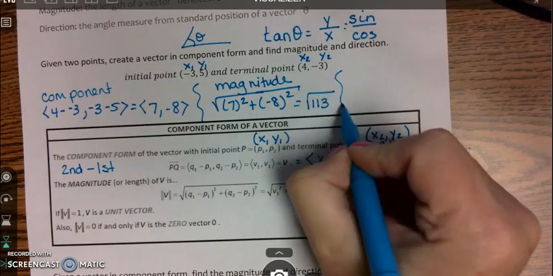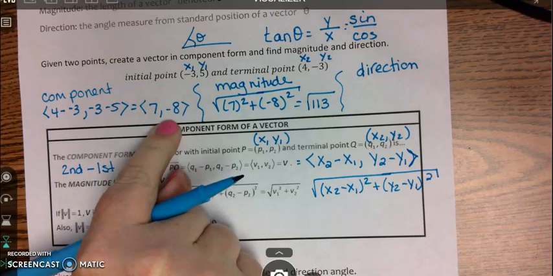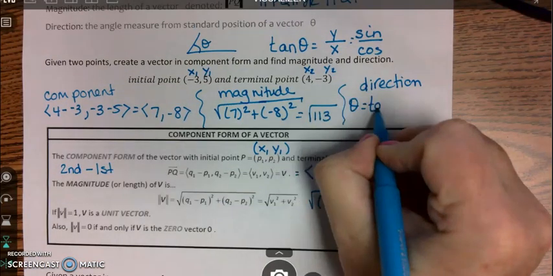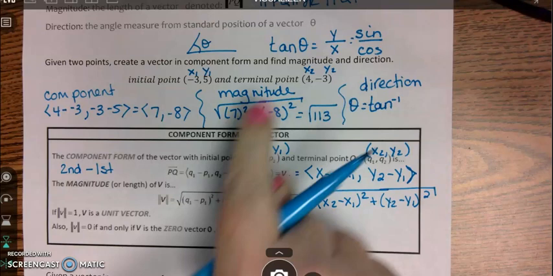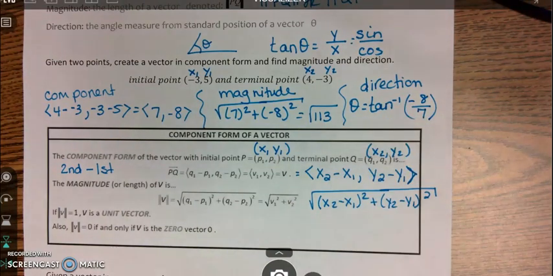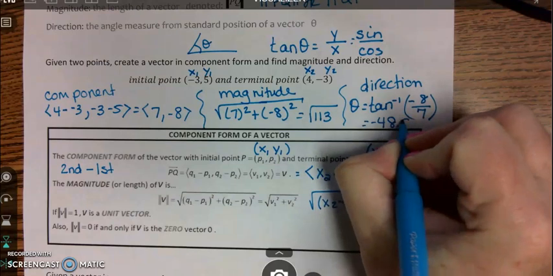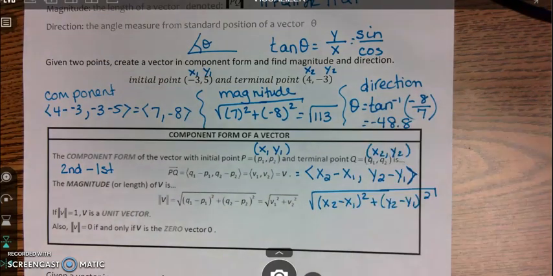Now direction. We already have our x and y values, so it's just going to be inverse tangent, because we're finding theta, of y over x. Make sure your calculator is in degrees. So inverse tangent of negative 8 divided by 7, and I get a negative 48.8. Now this is kind of weird.